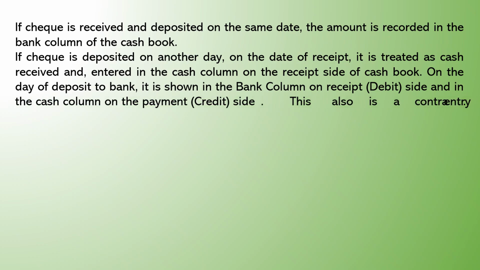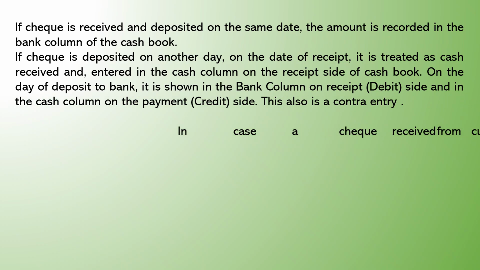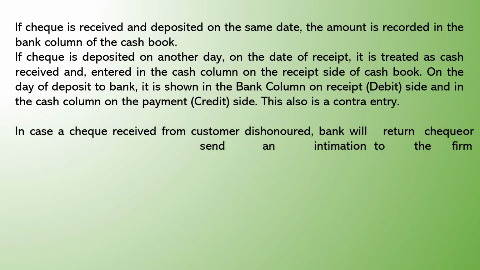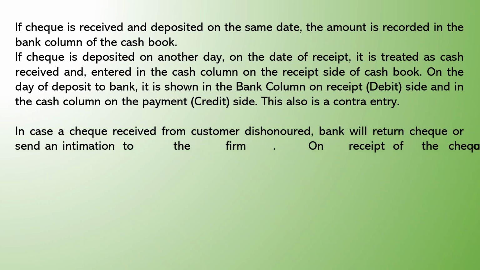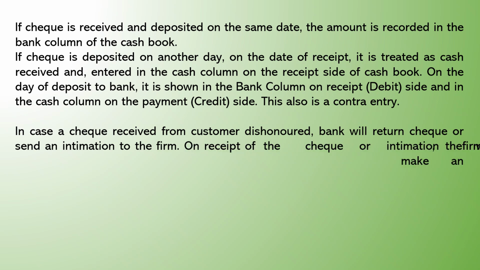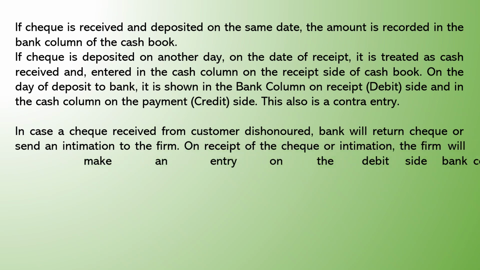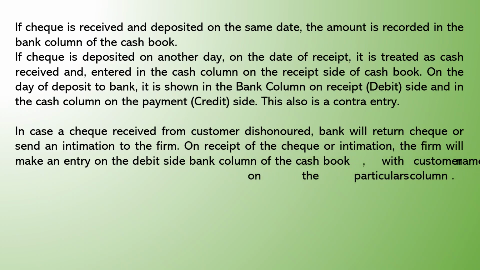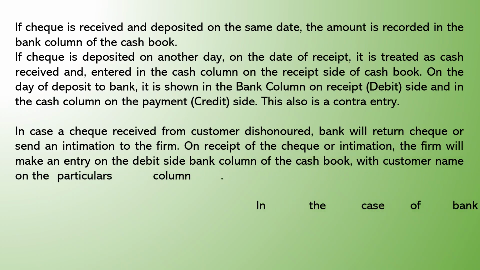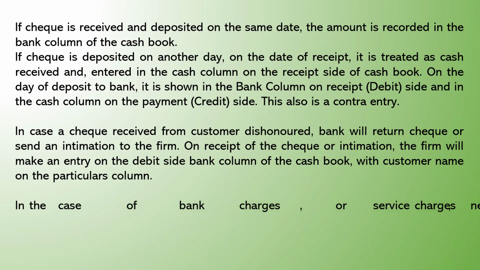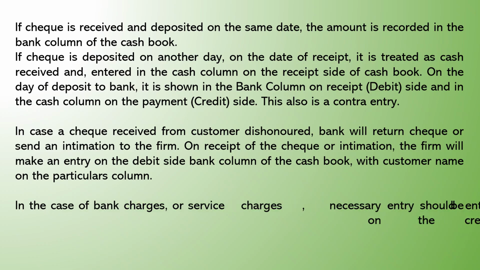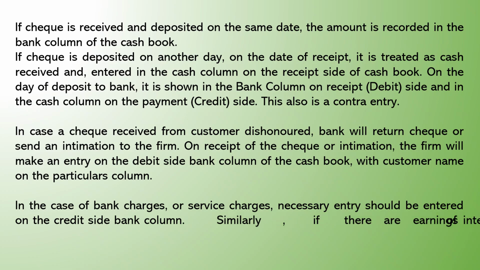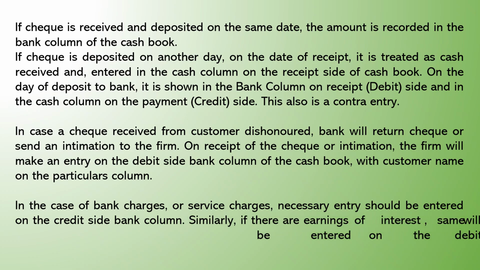In case a check received from a customer is dishonored, the bank will return the check or send an intimation to the firm. On receipt of the check or intimation, the firm will make an entry on the credit side bank column of the cash book, with the customer name in the particulars column. In the case of bank charges or service charges, the necessary entry should be made on the credit side bank column. Similarly, if there are earnings of interest, the same will be entered on the debit side bank column.